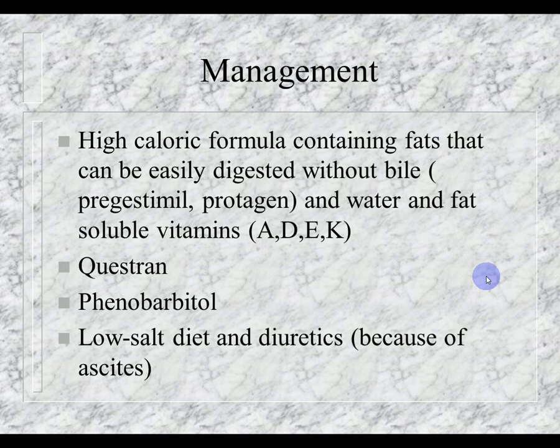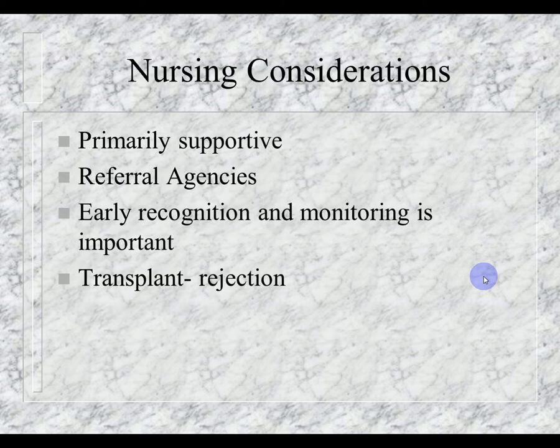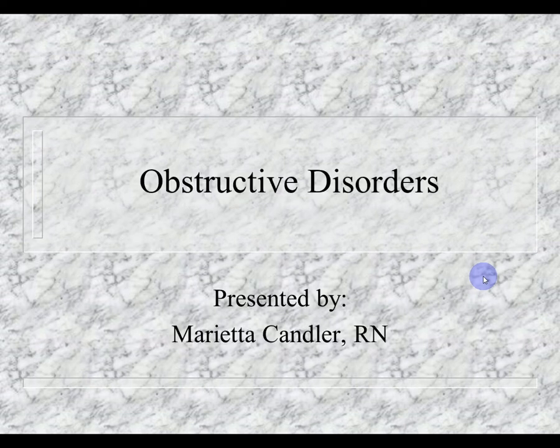Cholestyramine helps decrease the itching and improves liver function. Phenobarbital will also help with the itching and helps decrease the irritability. A low-salt diet and diuretics help with the ascites. Nursing considerations are primarily supportive: referral agencies, early recognition and monitoring are important, and teaching about transplant rejection signs and symptoms. All right, if you've got any questions about that, please don't hesitate to let me know.